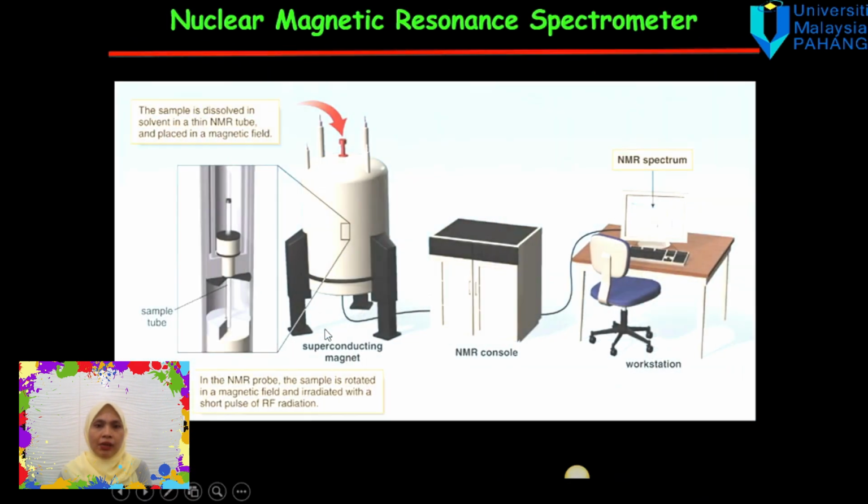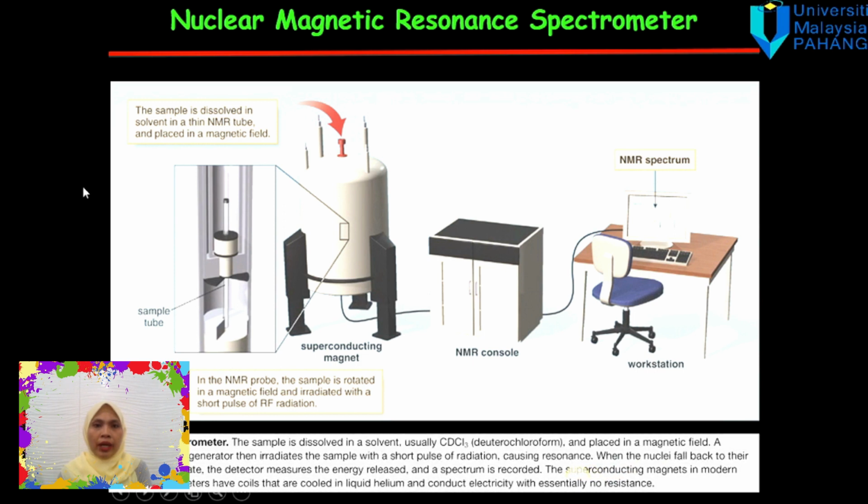This is how the instrument works, where our sample is inserted in a small tube like a pen and placed in the magnetic field here in this big tank. It is pulsed with a short pulse of radio frequency, and the signal is detected by the detector, and the NMR spectrum appears on the screen.